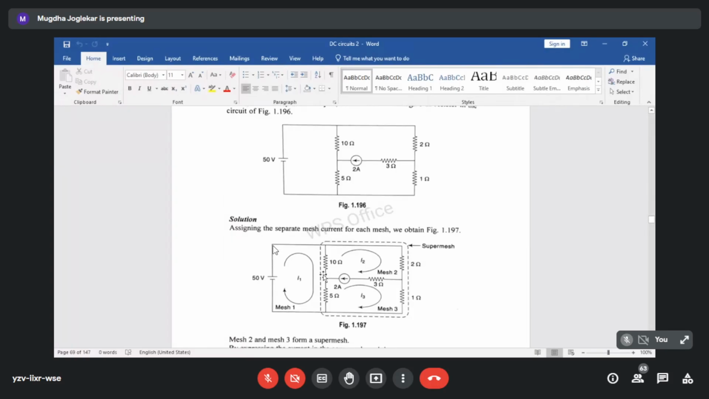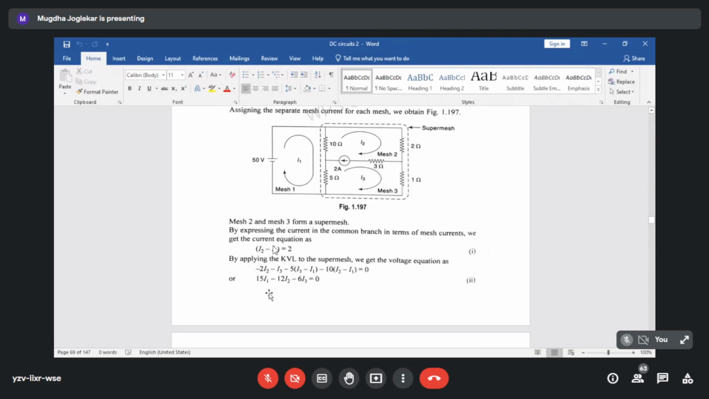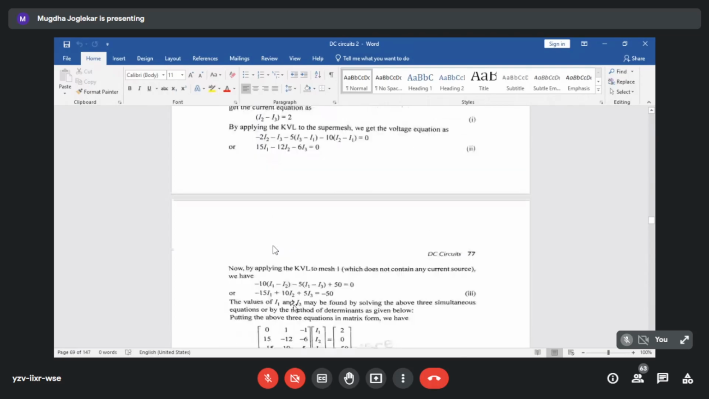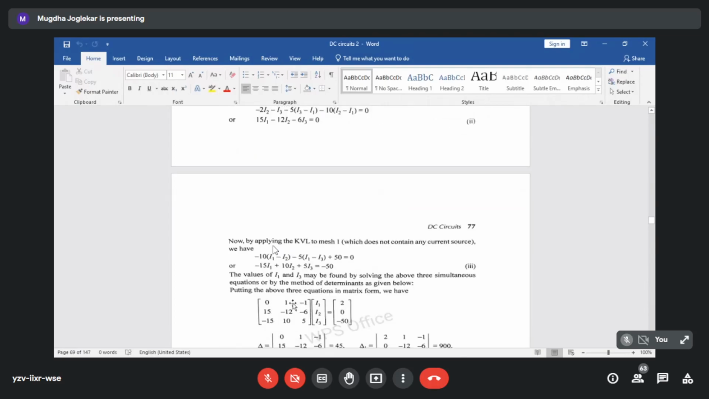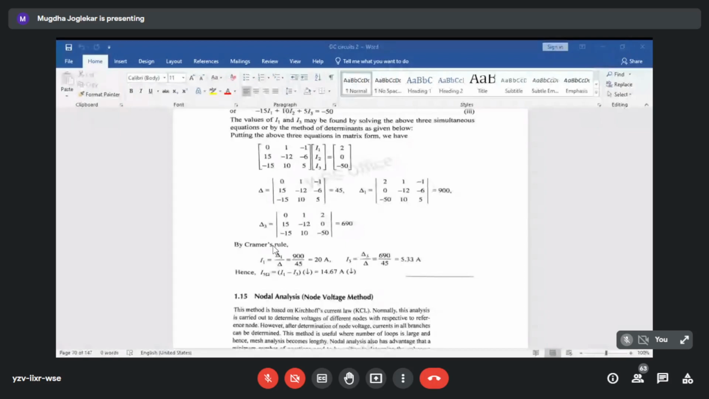And then after writing that, apply mesh in the first loop, you will get three equations. First equation is this one, second is the super mesh equation, and third one is your mesh one equation. Solve it on calculator, you'll get the answer. Got it, Tanvi? Yes, ma'am. Yeah, everybody knows how to solve it on calculator, right? Anybody have a doubt how to solve it on calculator?